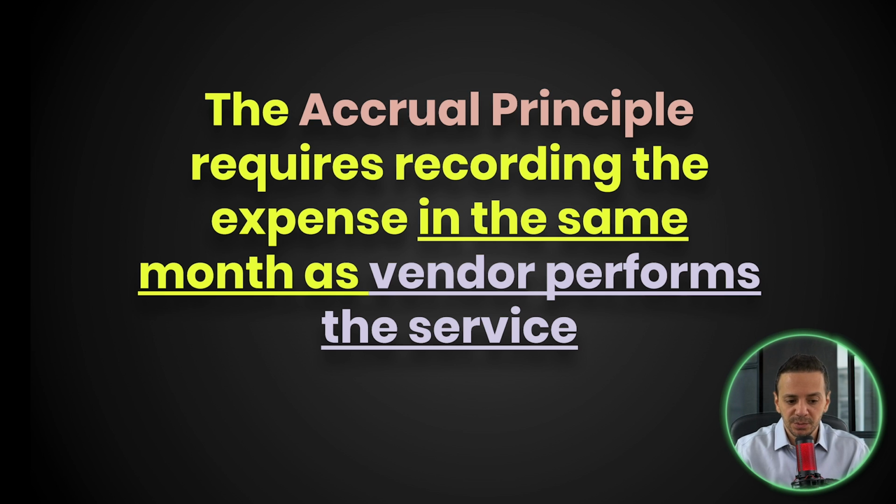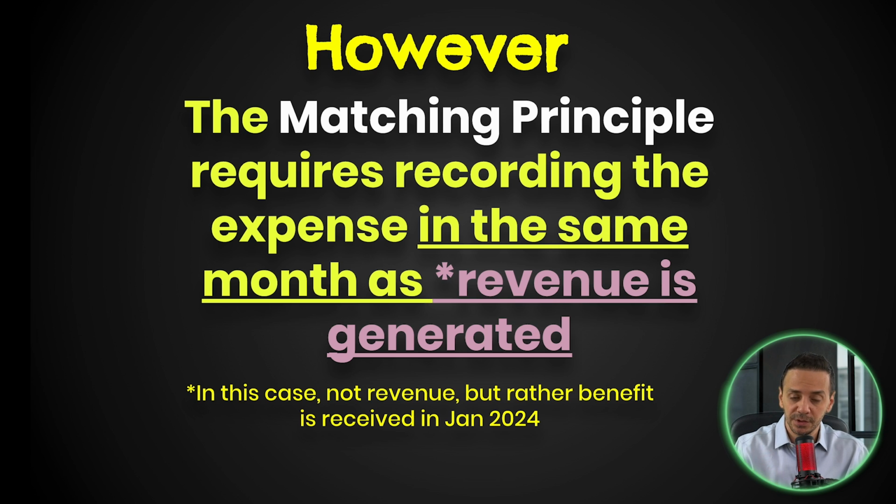So the accrual principle would require the recording of the expense in the same month as the vendor performs the service. In this case, the vendor performed the service in this current month, in July 2023. So the accrual principle would say you record it in the month where the vendor delivered the service to you. However, the matching principle would require the recording of the expense in the same month as the revenue is generated.